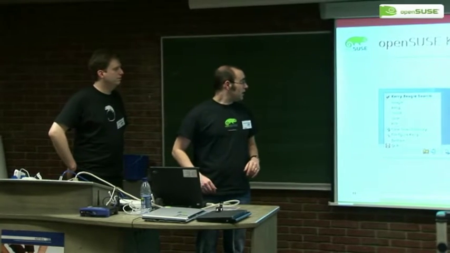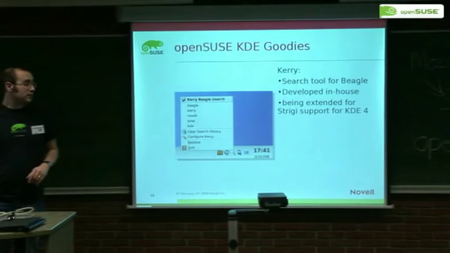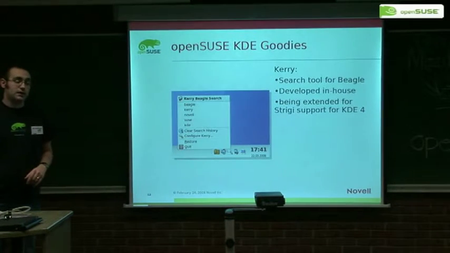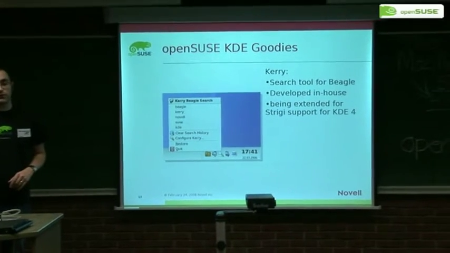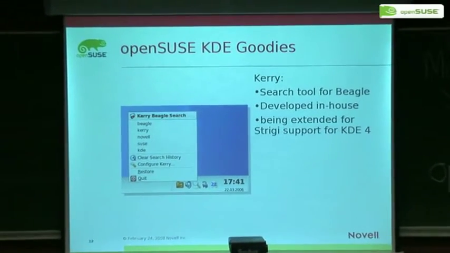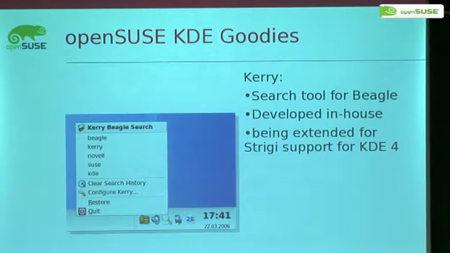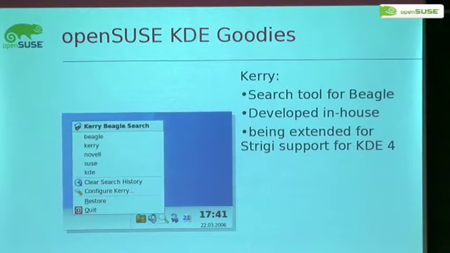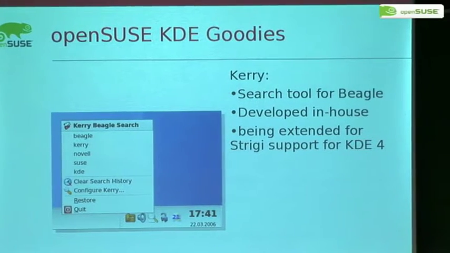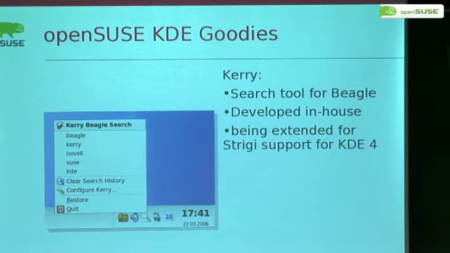So, Kerry, it's the desktop search tool for Beagle. That is being extended now for Strigi for KDE4. Stefan Byrne is working on that. And that means that you'll be able to use the same search tool using either a Beagle or a Strigi search backend. So all the high-performance searching you've heard about that Strigi offers will be supported by Kerry.